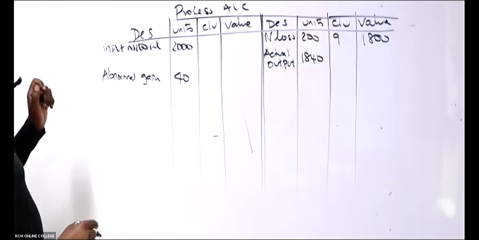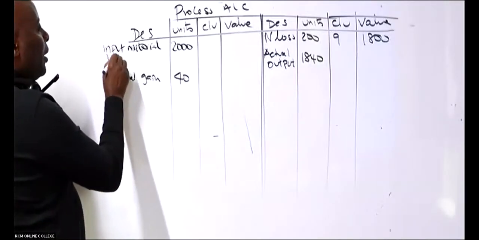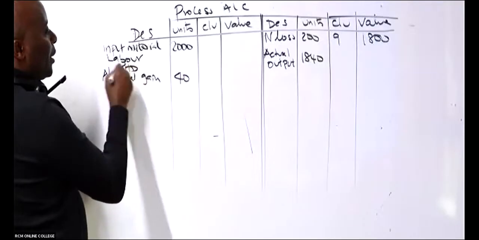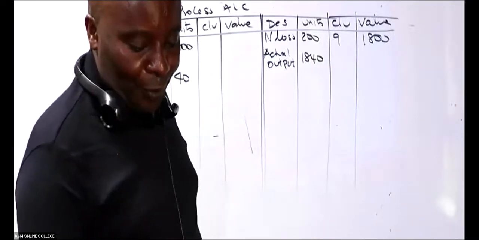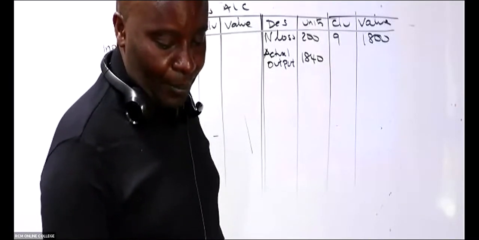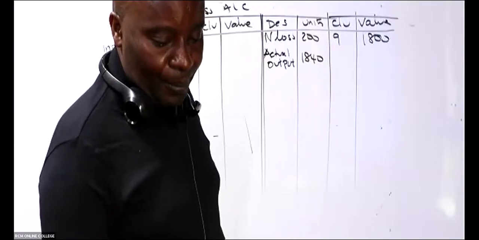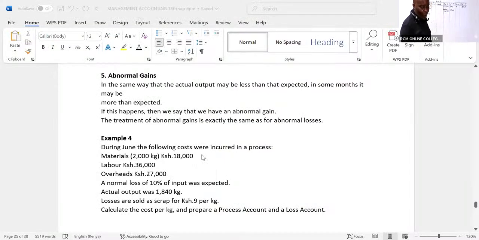Yeah, so apart from materials, we have labor and overheads. So labor, ladies and gentlemen, we look at the question. You can see here that materials are worth 18,000 in total. Then we have labor. Labor cost is 36,000. And then we have overheads of 27,000.